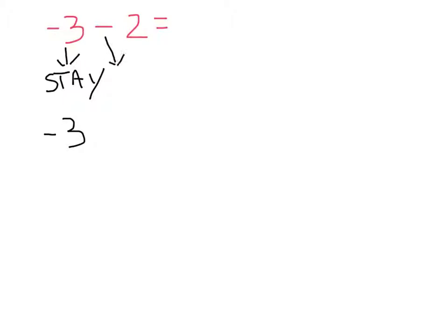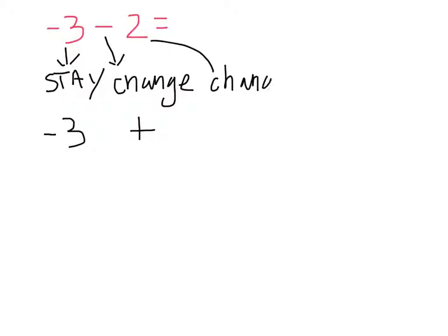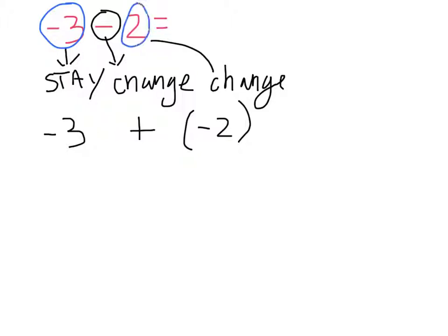This symbol for subtraction is going to change to an addition. We're going to make it its inverse. This integer will also change to its inverse or opposite, which is negative 2. Remember, in the original problem, that is the operation. Negative 3 is the first integer and positive 2 is the second integer. Because there's no symbol, it means it's positive.